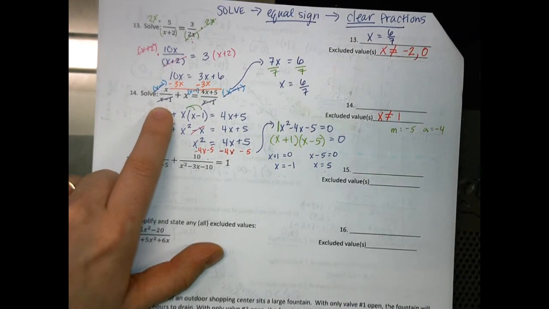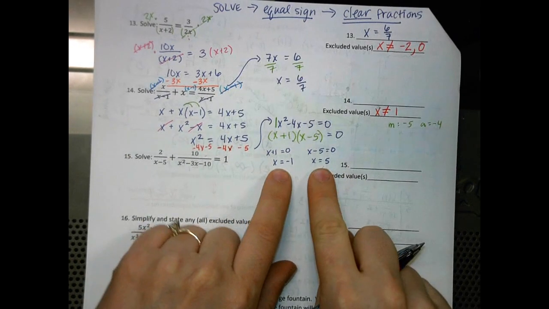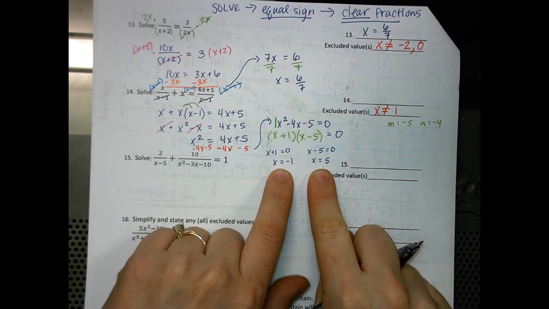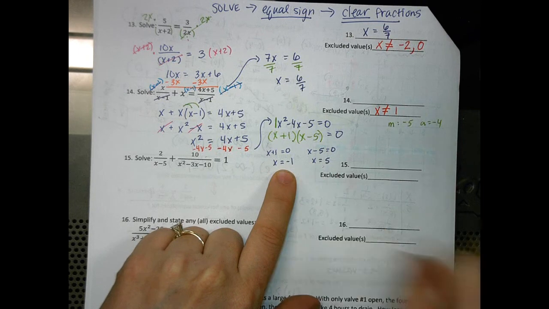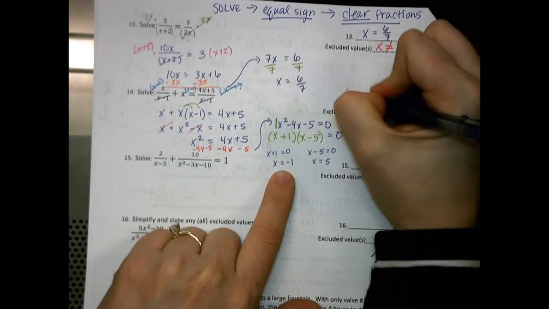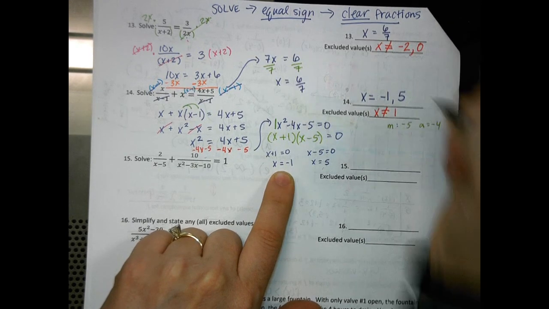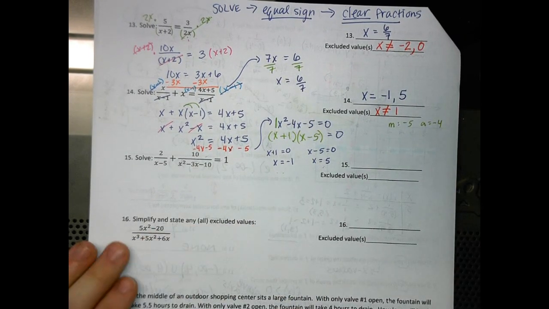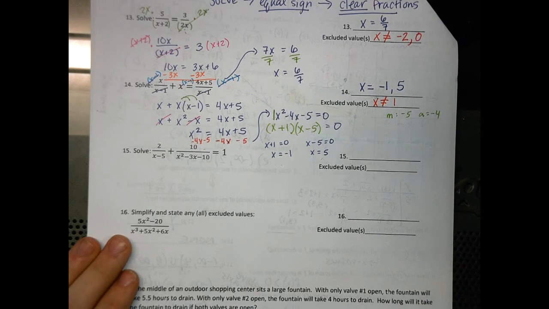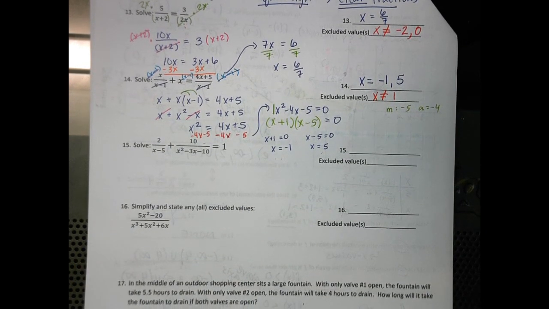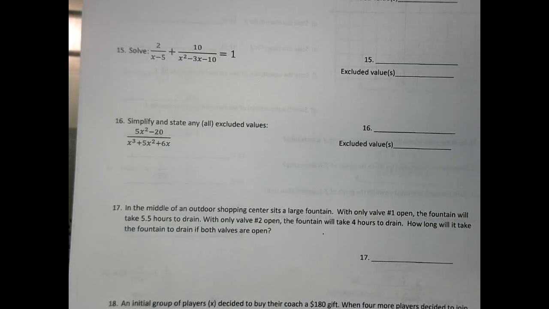Are either of these solutions 1? No, negative 1 is not the same as 1. So I do have two solutions for x. It's negative 1 and positive 5. Questions? Okay, number 15.